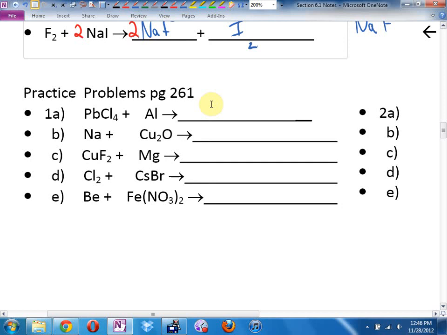You can try. These are single replacement reactions. The metal will bump the metal, or the non-metal will bump the non-metal. So in this case, I think lead is the metal, aluminum will bump it, and you'll get aluminum chloride plus lead. Crisscross and balance, crisscross and balance, crisscross and balance, crisscross and balance. Then number 2 is saying classify each reaction as a synthesis, a decomposition, or a single replacement reaction.